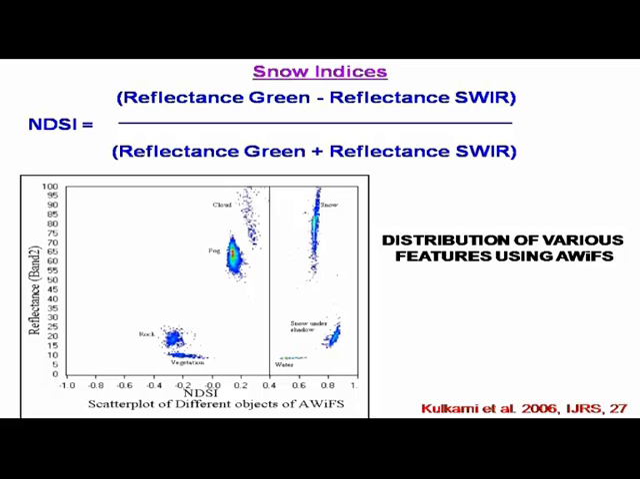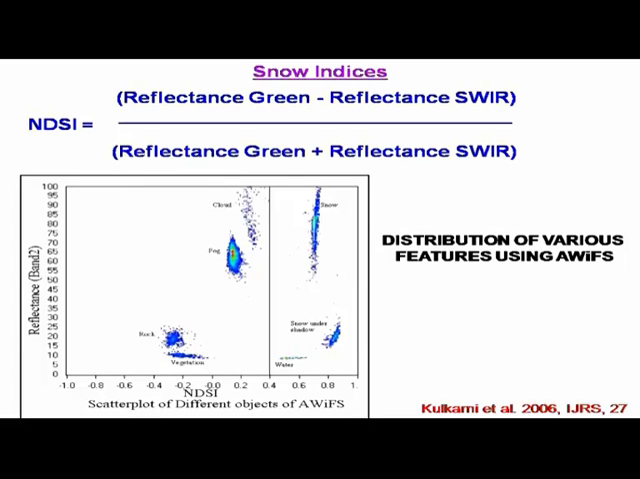Like there is NDVI, the normalized difference vegetation index, similarly, in the case of snow, we have the normalized difference snow index, and this snow index is generated again based on the reflectance curve. In the green, we have observed maximum reflectance. In the SWIR region, there is the minimum reflectance of snow, and based on these two bands, this normalized difference snow index has been generated.